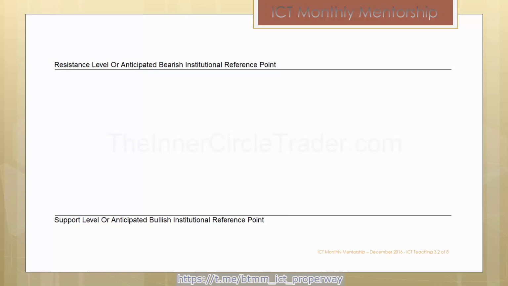Looking at the breaker. Okay, and what we're going to be looking at is how we can use this form of mitigation to highlight a trade setup.